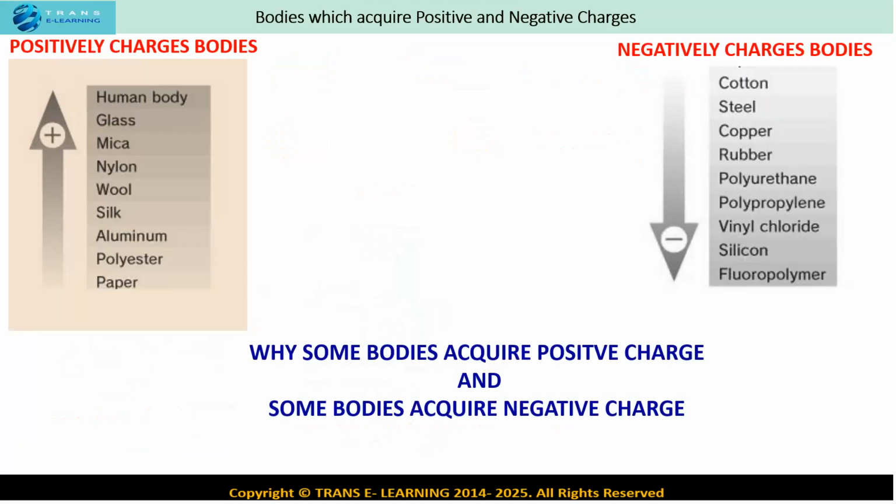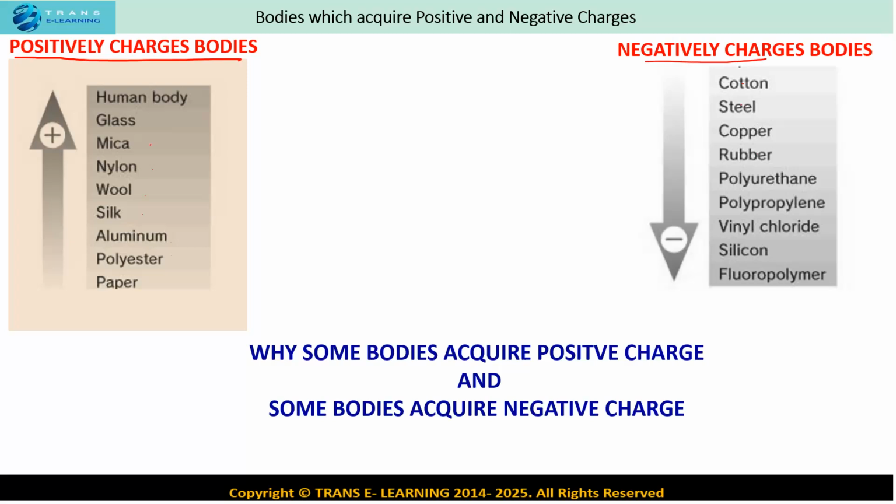Now, in this video, I have given you the list of the substances which will acquire positive charge and negative charge. The bodies which will acquire positive charge are the human body, glass, mica, nylon, wool, silk, aluminium, polyester, and paper. And the bodies which will acquire negative charges are cotton, steel, copper, and rubber.